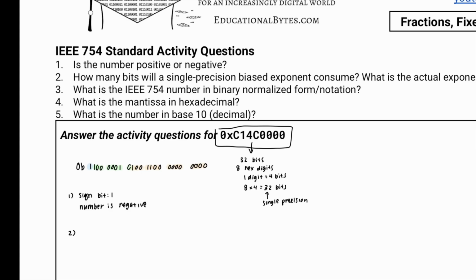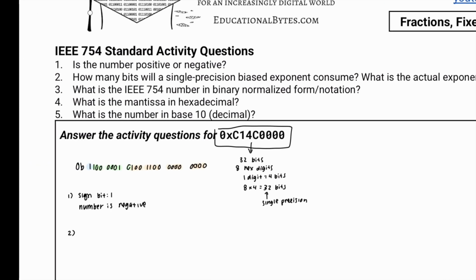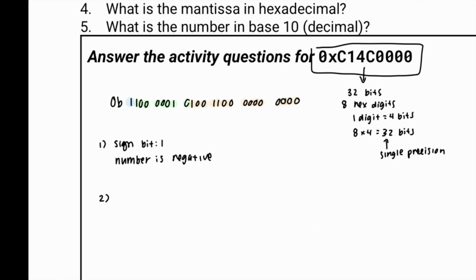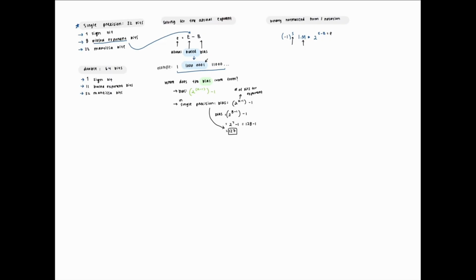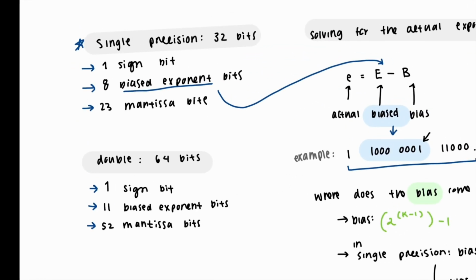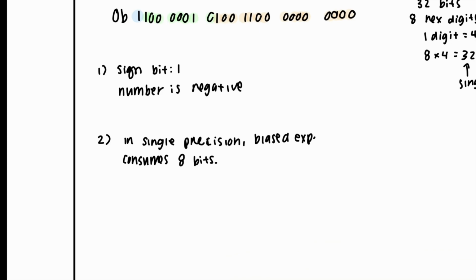The next question asks, how many bits will a single precision biased exponent consume? What is the actual exponent in decimal? Well, we know in single precision, our biased exponent will consume 8 bits. We know this because of this little indicator that we had used earlier, 8 biased exponent bits. Now let's calculate the actual exponent in decimal. First, we have our biased exponent, which we need to calculate and convert to decimal.